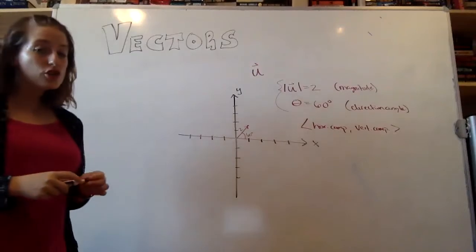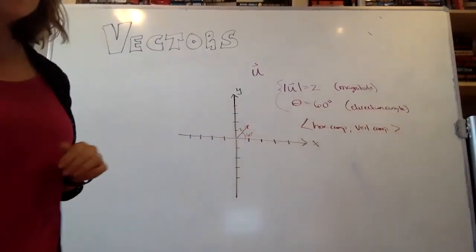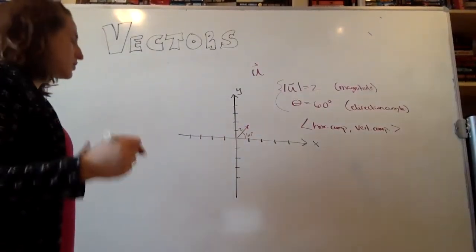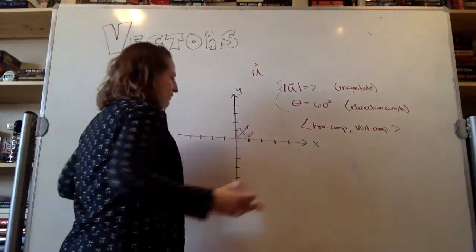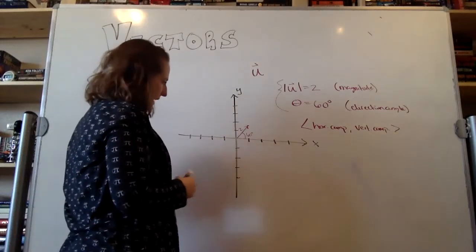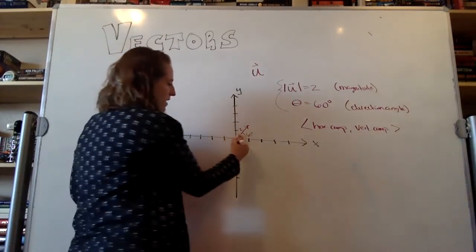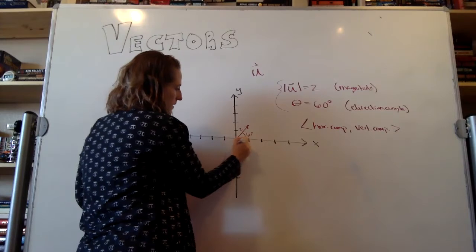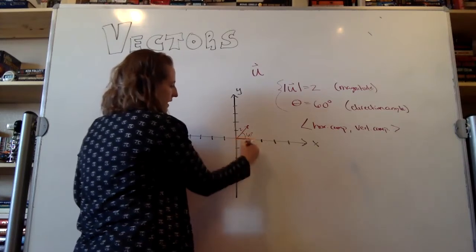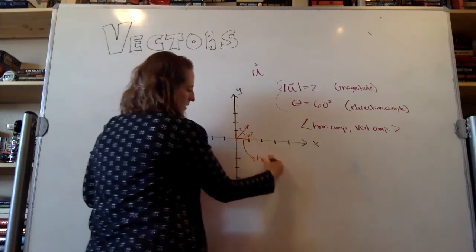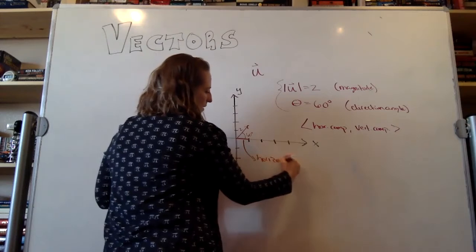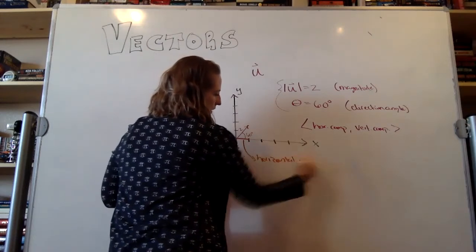Well, the answer should look familiar to you because this is exactly what we've been doing with our right triangle trig for pretty much ever. Okay, what do I mean by that? Well, let's look at this, right? Our horizontal component is going to be right here. This is our horizontal component. And how do we find that?